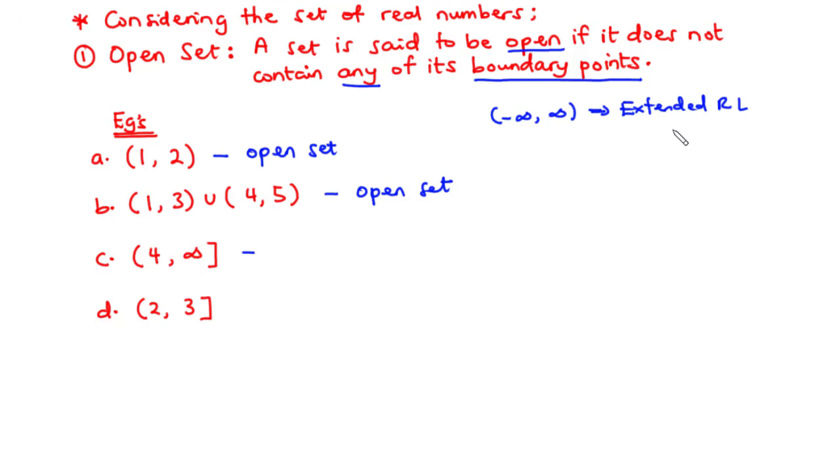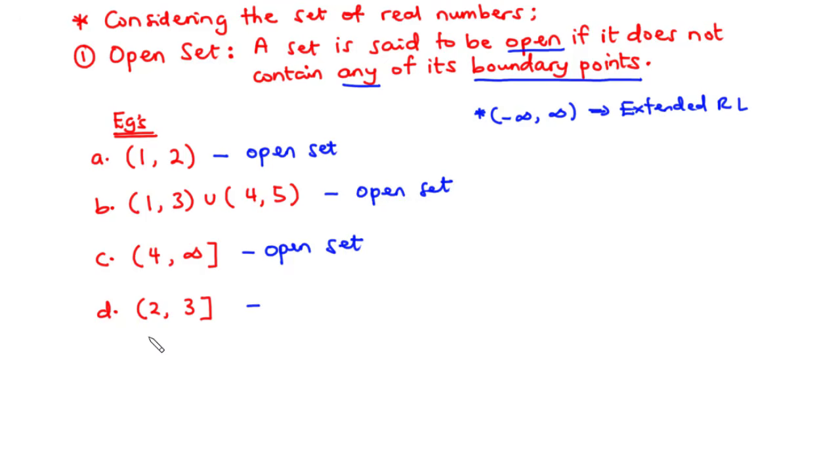Now, in this extended real line, negative infinity and infinity are parts of the set and hence are boundary points. Now, since we are going to limit ourselves to the real number system, it means that infinity is not part of the real number system, hence infinity cannot be a boundary point. Now, in that case, the only boundary point for this interval is 4, and since 4 is not part of this set because we have an open interval here, it means that this is an open set. Remember, for an open set, it does not contain any of its boundary points.